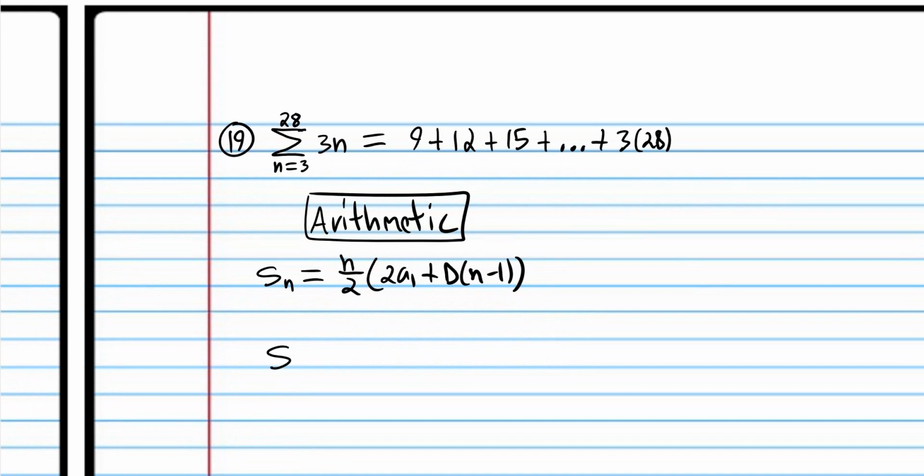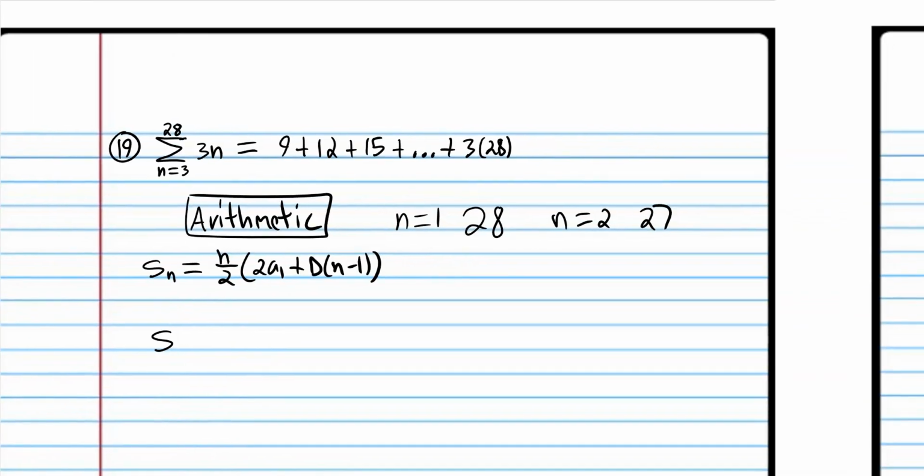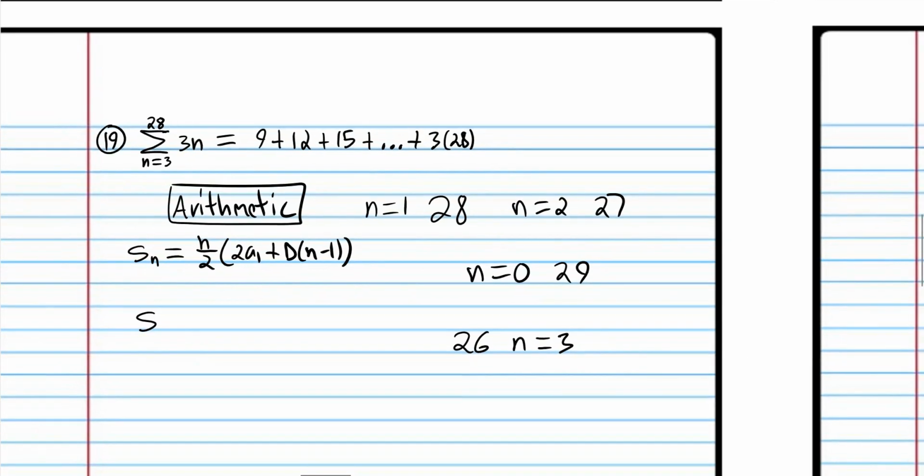The question is, what is n going to be? How many terms are we adding? We're not adding 28 terms. That would be if n was equal to 1. We're not adding 27 terms. That's if n is equal to 2. We're not adding 29 terms. That's if n were equal to 0. We're going to be adding 26 terms because n is equal to 3.